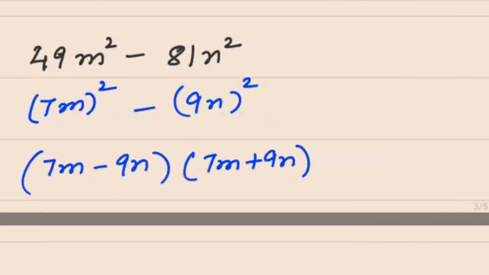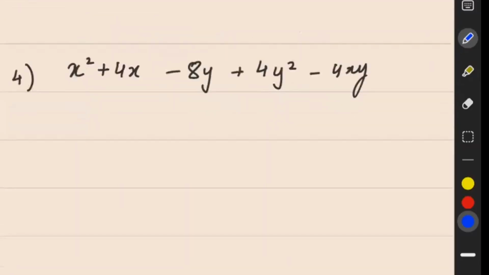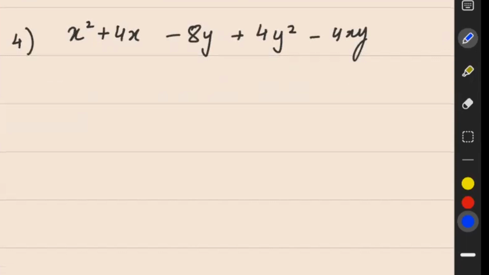That's the answer. We have used the identity a square minus b square is equal to (a minus b)(a plus b). In this case, a is 7m and b is 9n. Now let's do little complicated questions which have more than 3 or 4 terms. And we are going to use the knowledge that we have learned, like regrouping as well as identities.